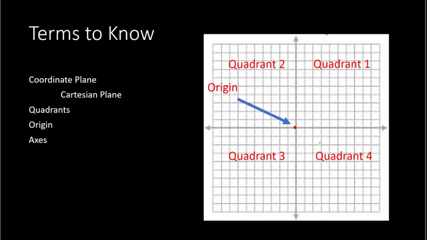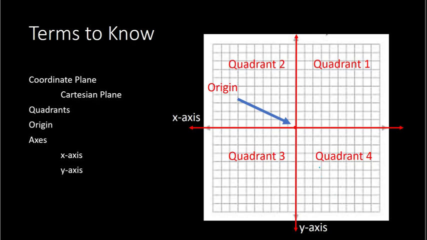Next we have the word axes. So this is plural for the word axis. So we have 2 different axes. We have an x-axis and a y-axis. The x-axis is the one that goes horizontal like this. So this would be your x-axis. The y-axis is the one that is vertical, going like this.